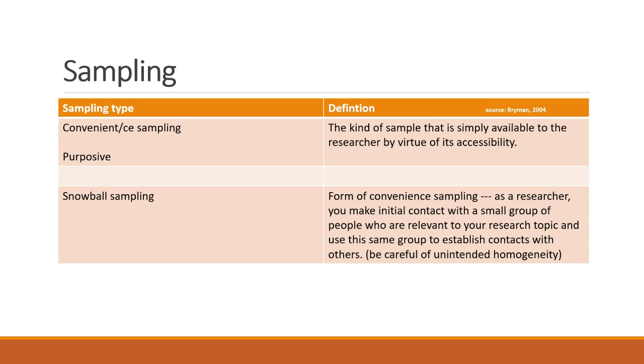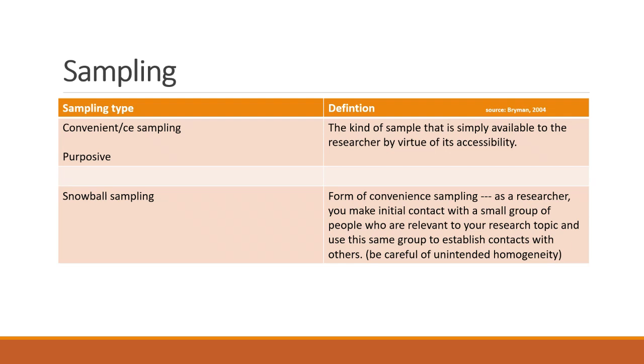So when you're working on your research methods section, either in your proposal or in your actual thesis or dissertation, you need to be able to engage your reader to show that you understand these things, right? So what are some of the sampling types? I've just indicated them. So we've got purposive sampling or convenient or convenience sampling.